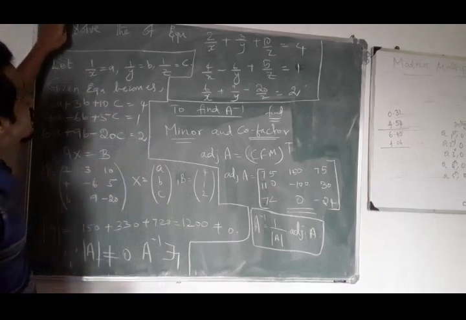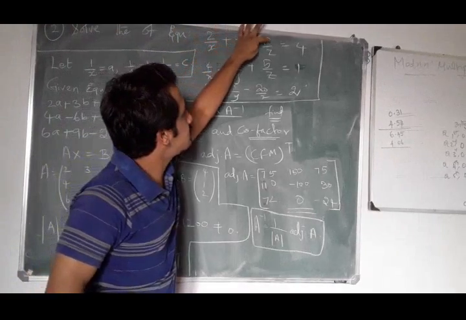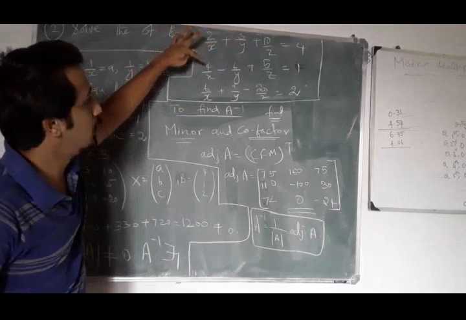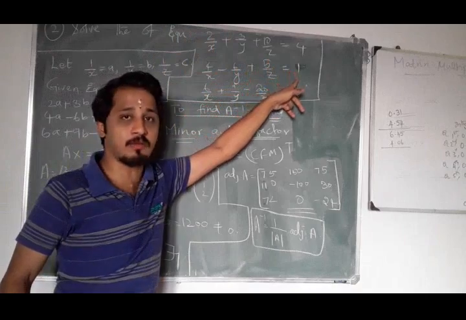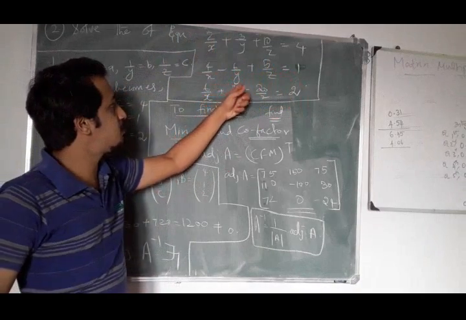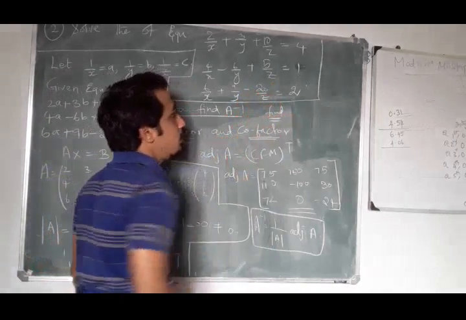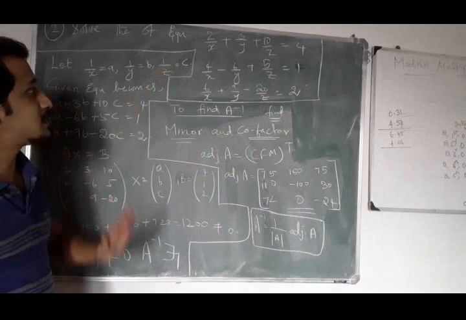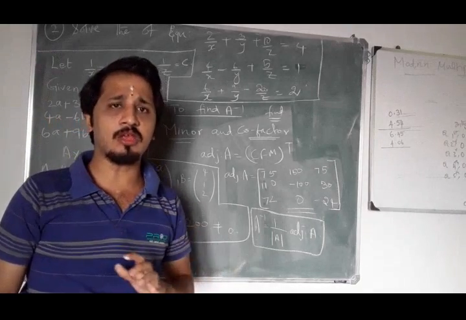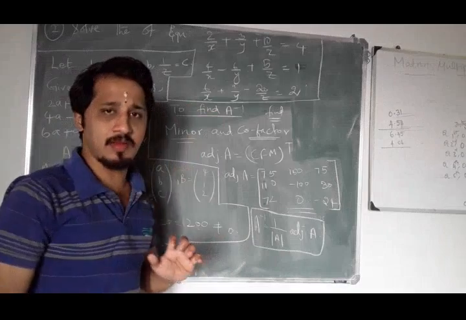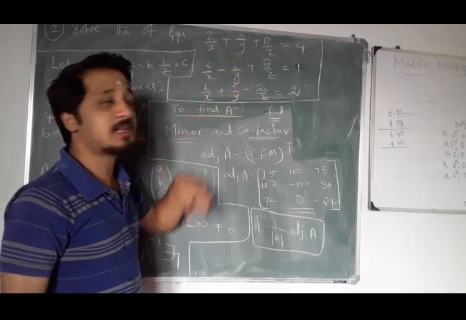Second question. Solve the equations 2 by x plus 3 by y plus 10 by z is equal to 4; 4 by x minus 6 by y plus 5 by z is equal to 1; 6 by x plus 9 by y minus 20 by z is equal to 2. We have to solve this system of equations. So far we have discussed linear equations. These are also linear equations, but here the 1 by x, 1 by y, 1 by z format is there.